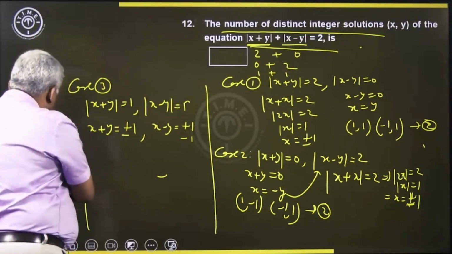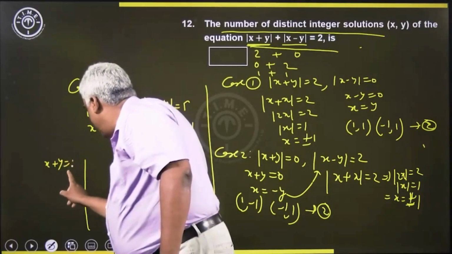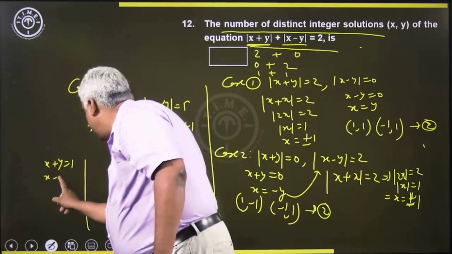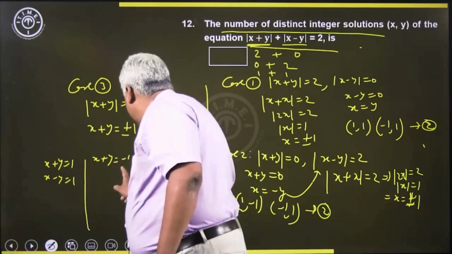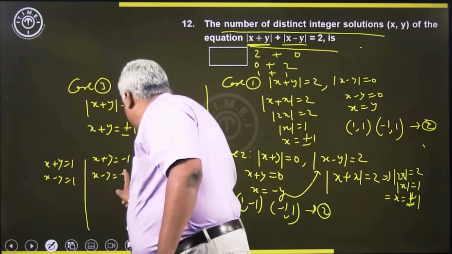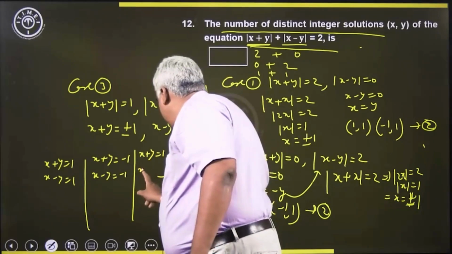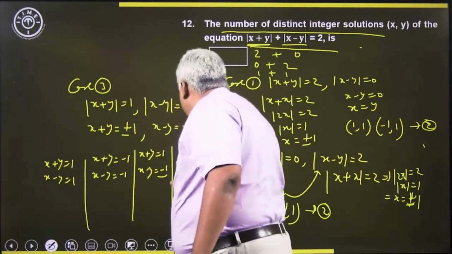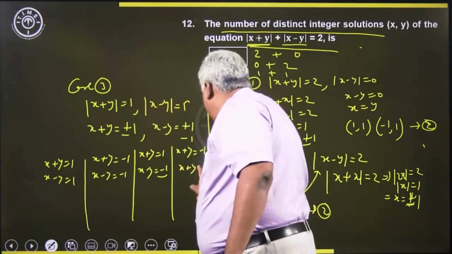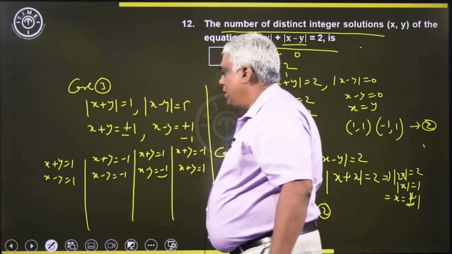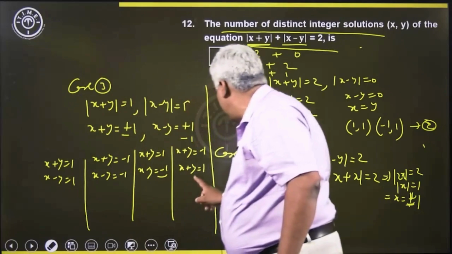We can have x plus y equal to 1 and x minus y also 1; x plus y equal to minus 1 and x minus y also minus 1; x plus y equal to plus 1 and x minus y equal to minus 1; and x plus y equal to minus 1 and x minus y equal to plus 1.